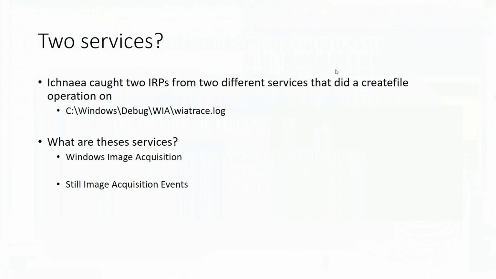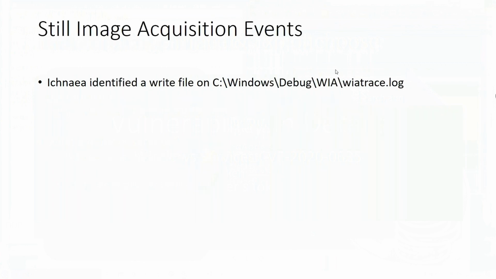Now, the Windows Image Acquisition is a service that actually ran in an impersonation context. It has an RPC interface that called the RPC function to impersonate the local user. So it's not that helpful in terms of exploitation. But the Still Image Acquisition Events service, on the other hand, did not do it. So after the create file and the generated IRP of MJ_CREATE, it can identify the write file on the same path, but with an IRP MJ_WRITE.